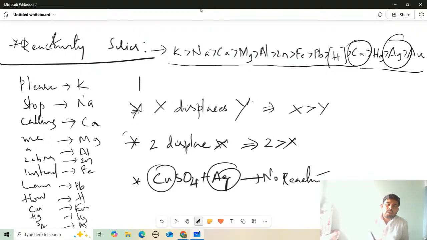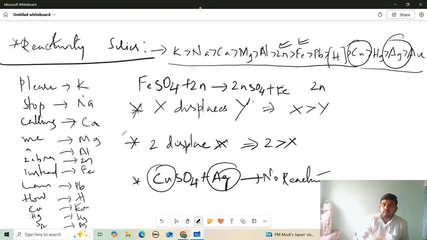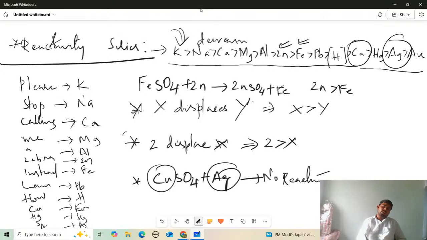Suppose they give FeSO4. If I am adding zinc, the reaction is possible. We can say ZnSO4 plus iron will be formed, because Zn is more reactive than iron. So in this way you should understand. So what is the meaning of reactivity series? It is the arrangement of different metals in decreasing order of reactivity.